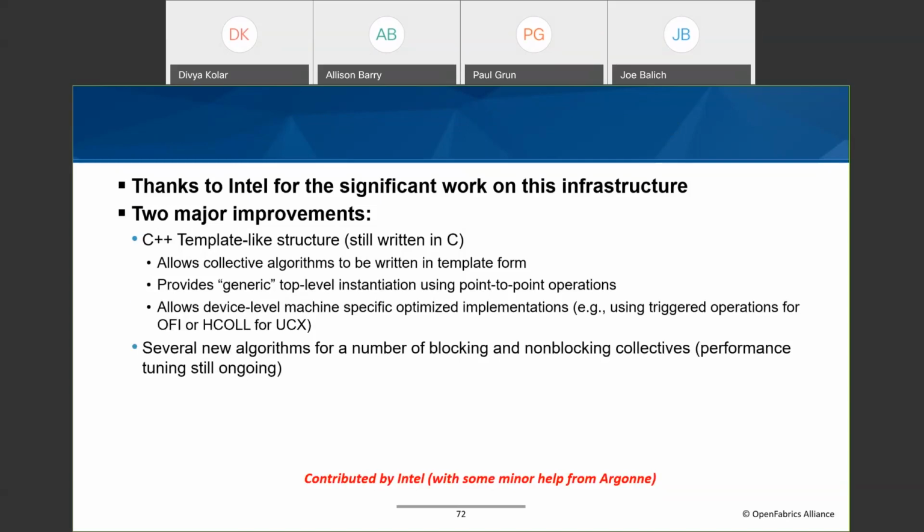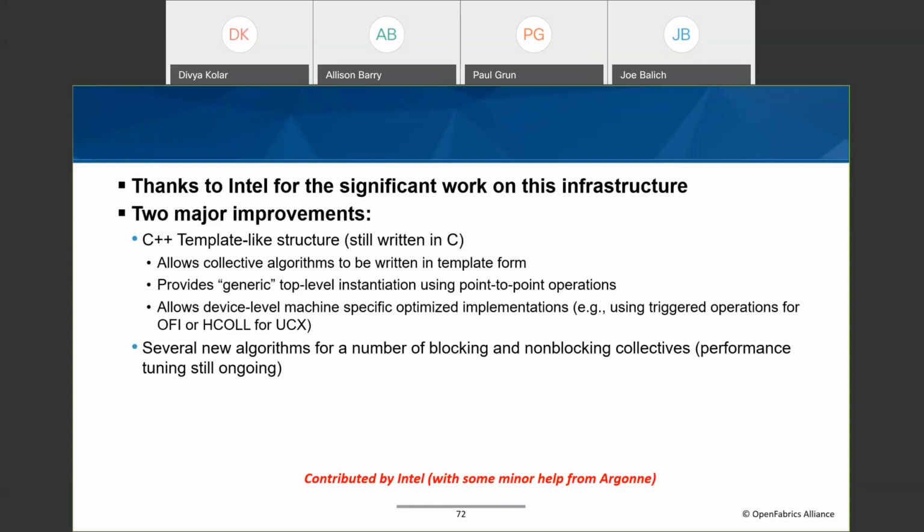So the first is the new collective framework. This has been a significant contribution from Intel. Basically, they wrote out this whole system of a template-like structure that allows easy expansion of collective algorithms, and they have contributed many algorithms for the existing collectives. This has been merged in MPICH for a while, and if we roughly count, you can put the algorithms into three categories.